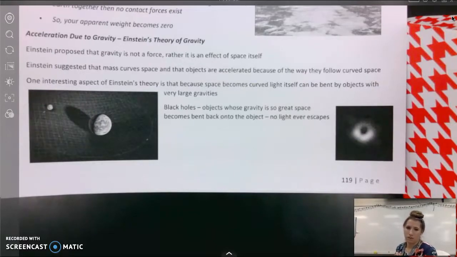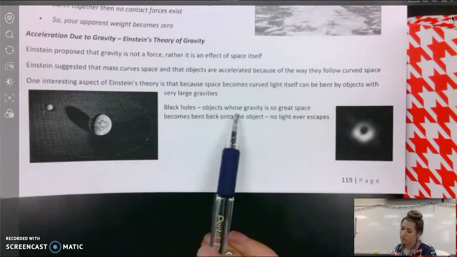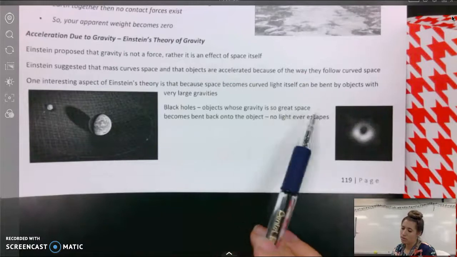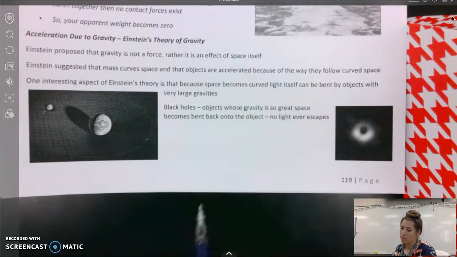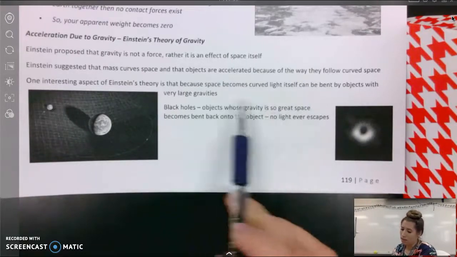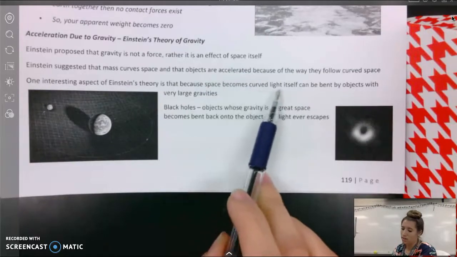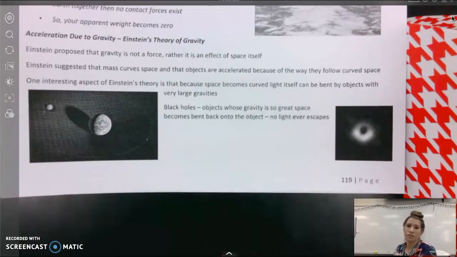And one justification behind this, or piece of evidence to support this, is the idea of black holes. Gravity is so great that space becomes bent back onto the object, so no light ever escapes. The gravity of the black hole causes light to curve around these black holes, and we've seen that. So, an interesting thought there with gravity.